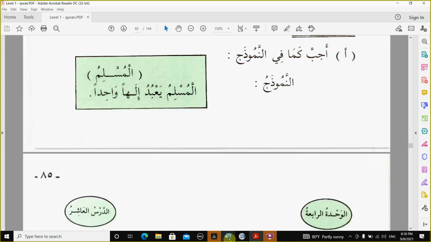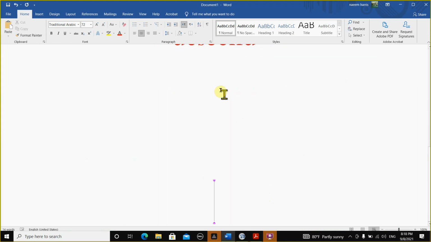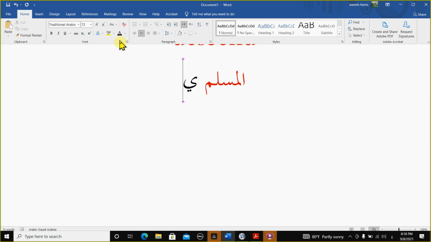Now the drill: we're going to bring the verb after the noun. So he says al-muslimu, and then he brings the verb ya'budu ilahan wahidan. The Muslim worships one deity.